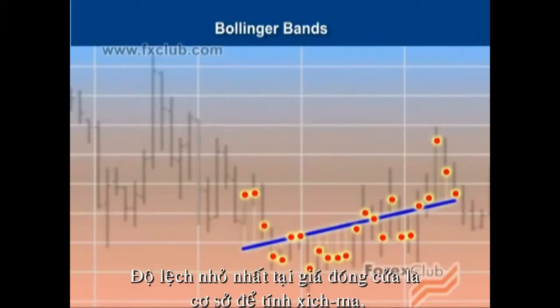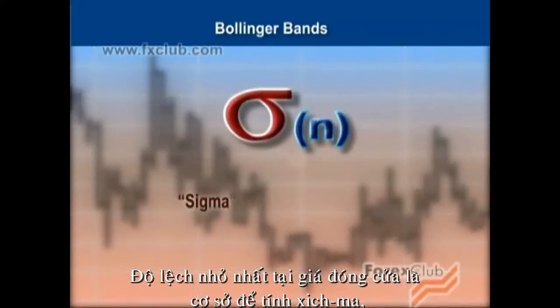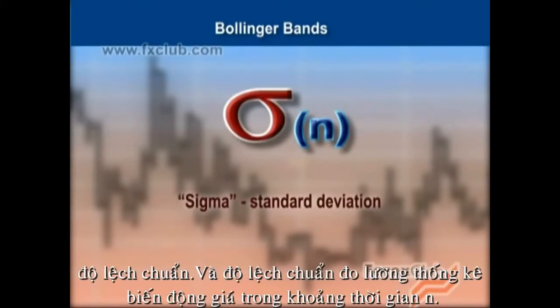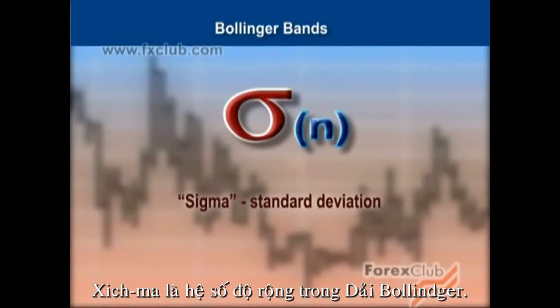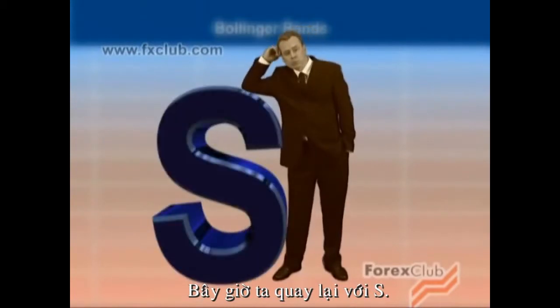The minimum sum of the deviations of the close price is the basis of the calculation of sigma, the standard deviation. And the standard deviation is the statistical measurement of price volatility for the period n. Sigma is a factor of the width of the range in the Bollinger range. So let's get back to S.